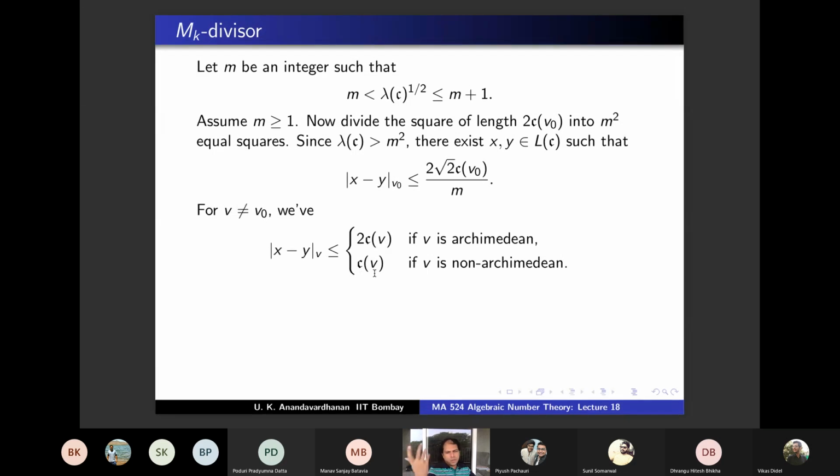Otherwise also twice CV, but you can make it in fact CV because mod x minus y is less than or equal to the maximum of mod x, mod y, by the ultrametric inequality. So it is less than or equal to CV. Agree? You have these things.